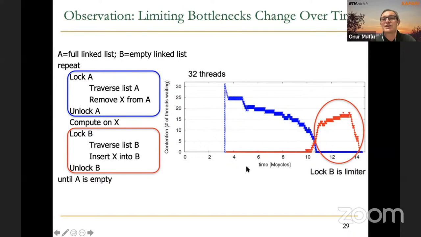And of course, the contention depends on how much computation you do, et cetera, which we don't analyze here. But the key demonstration is that limiting bottlenecks change over time. So if you want to actually accelerate limiting bottlenecks that are on your critical path, that are making threads wait, then you should actually identify these limiting bottlenecks dynamically online, okay?